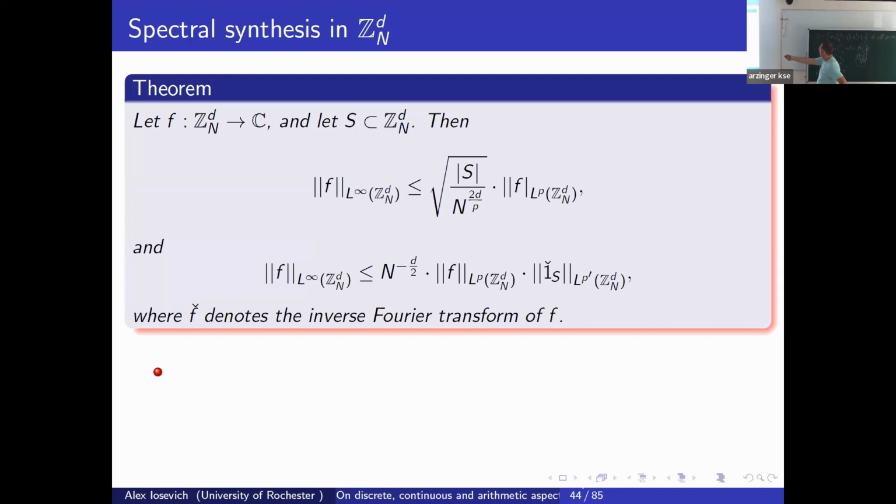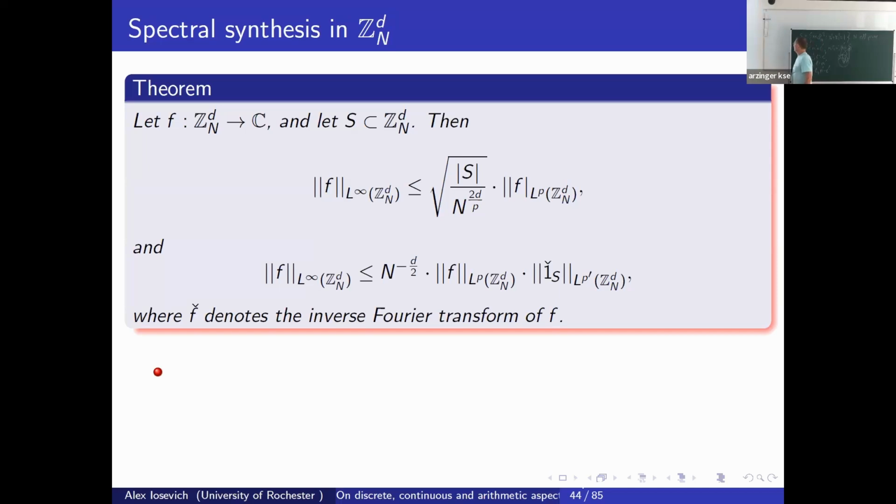So first of all, theorem: the L infinity norm of a signal is bounded by the square root of the size of S divided by N to the 2d over p, times the L^p norm. Ooh, the second bar is missing. I think this is the first typo today. Like I said, it was missing. But it doesn't converge. These things don't converge. Times the L^p norm of Z_N^d. So again, it's a universal statement. This is always true. It's just that this constant could be terrible.